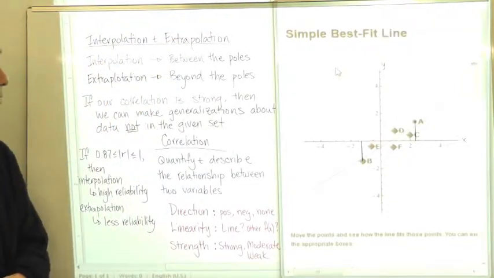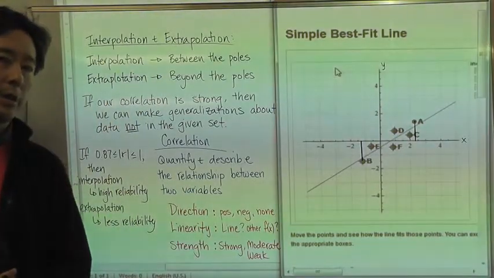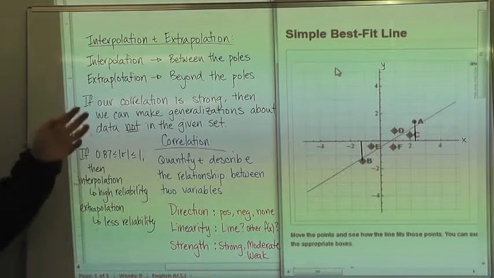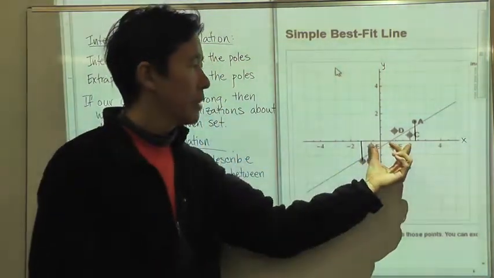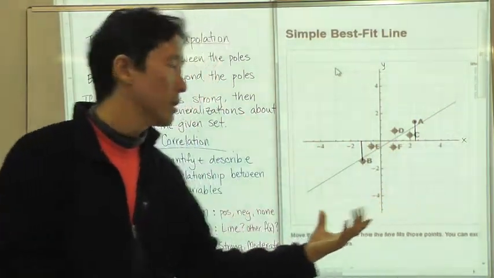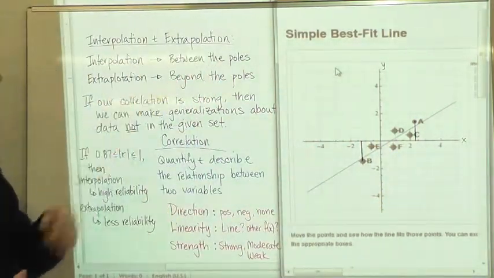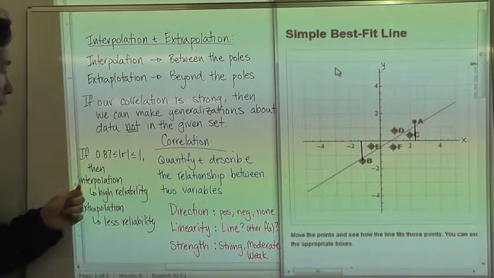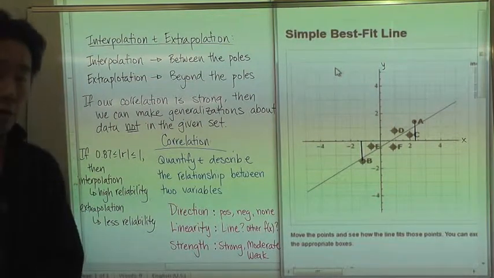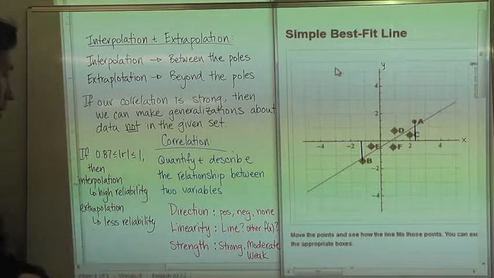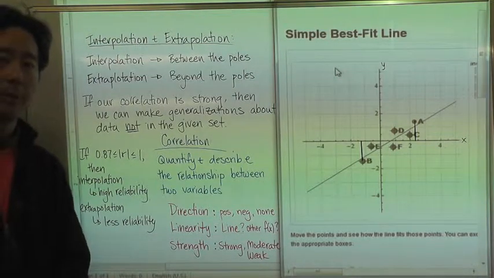Okay, so there you go. That's what interpolation and extrapolation is all about. We need to be careful about looking at the poles and determine whether we're dealing with interpolation or extrapolation. And remember that even if our correlation is strong, we need to be careful about the reliability. There's higher reliability with interpolation and less reliability with extrapolation.